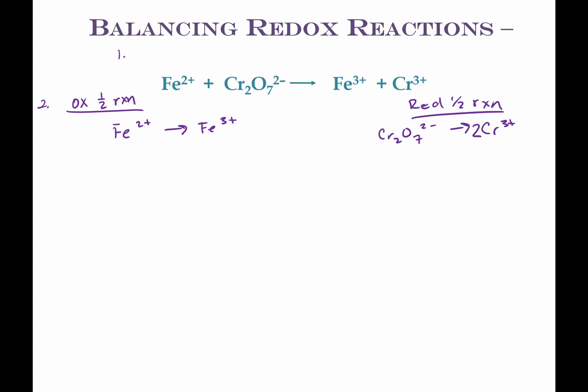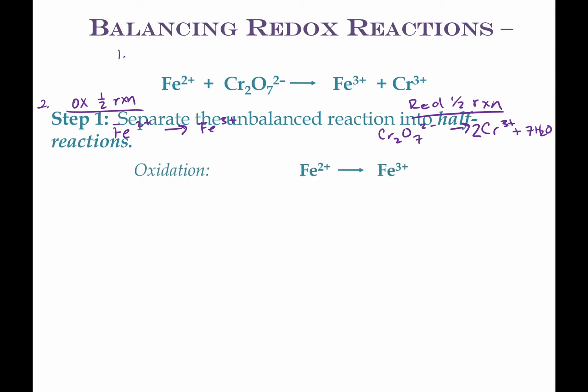Step 4 is to balance every half reaction for oxygen by adding water to the side that's deficient in oxygen. There's no oxygen in this half reaction with iron, so we're going to start here. We need 7 oxygens, so we're going to add 7 H2O to this side. That's oxygen deficient. So now we have 7 oxygens on the right and 7 on the left. Then we're going to balance for hydrogen by adding H+ to the side that's hydrogen deficient. Well, there's no hydrogen in the iron half reaction, so we look over here at the right. And there are 7 times 2 is 14 hydrogens on the right. So we need 14 H+ on the left.